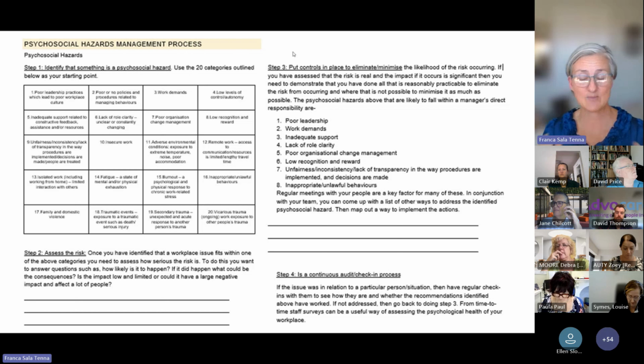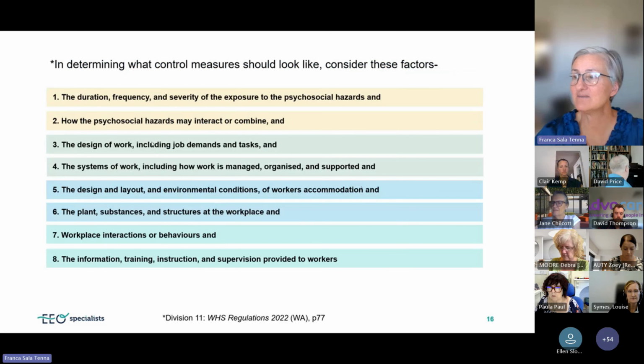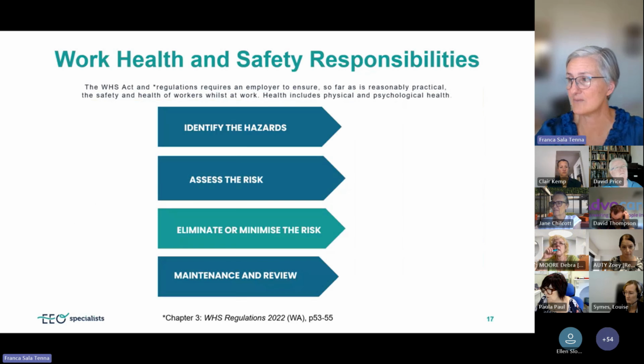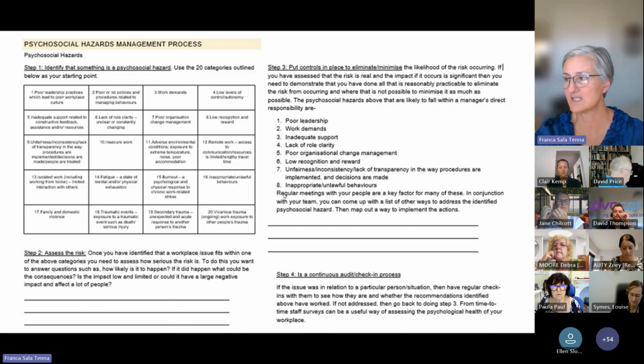Step 3 is now about putting your controls in place. Now, what I did, and this is the bit I'm going to edit before I send it to you, I'm actually going to put back in, so let's go back for a moment, this slide here, where our regulations have said, here's what you need to look at when determining what controls to put in. I'm going to slip that into point 3. At the moment, what I did was I narrowed down those ones which I think your managers are most responsible for. But I actually think putting in the controls is a better option.